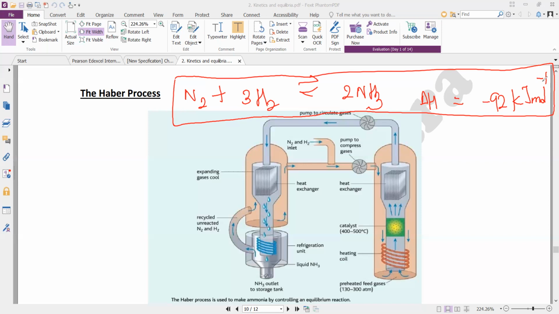Why is this exothermic now? Decrease in temperature will favor the forward reaction, so you can get more ammonia. But at minus 500 you get no ammonia. Why? Temperature is very low. Therefore, the rate of reaction is low, so you won't get the product at the desired time.